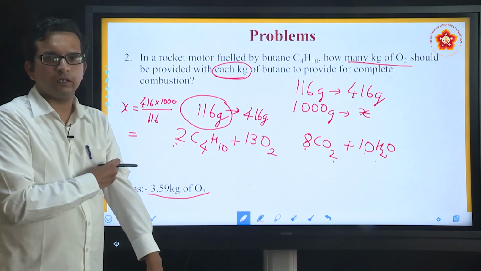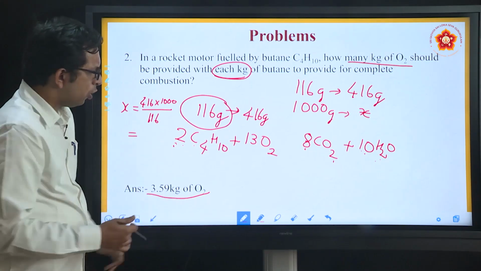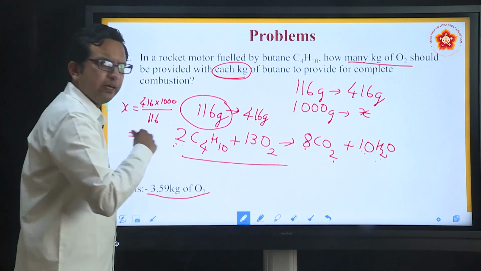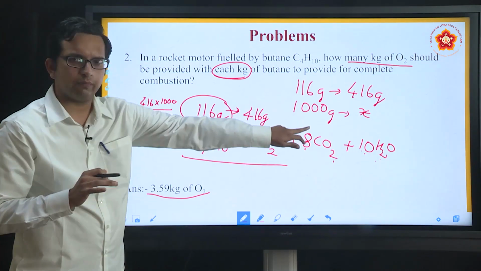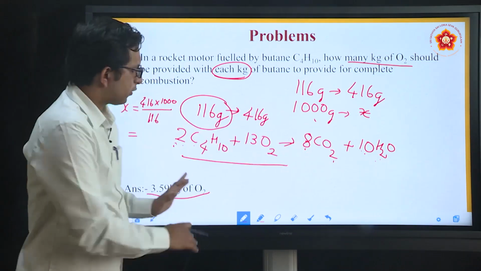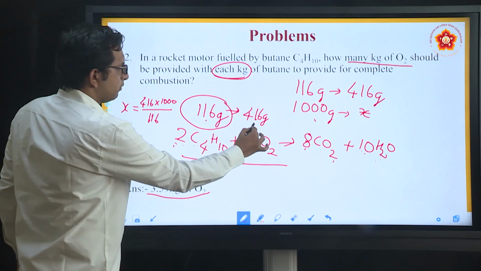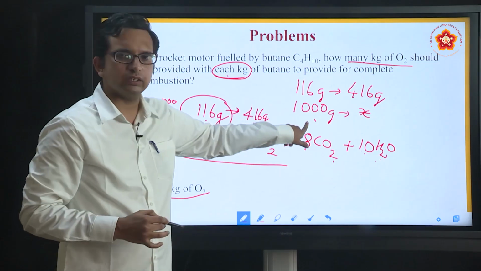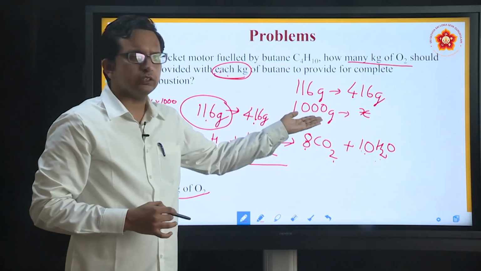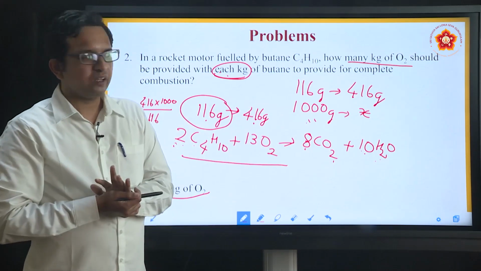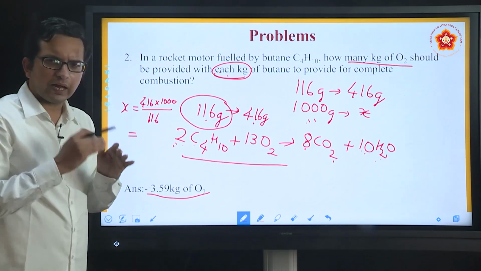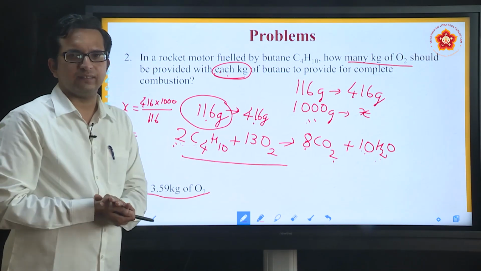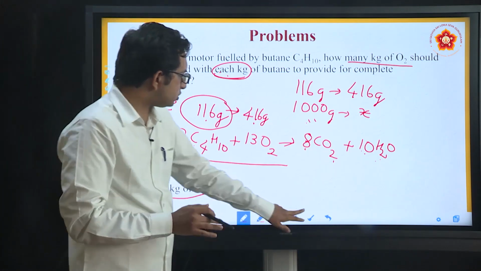or 3590 grams. Getting the final answer is not a big deal. What is important to understand is how the molar masses react with each other and their requirement. Where did this factor come from? From the reaction we understood that 116 gram requires 416 grams of oxygen. For 1 kg, because they have asked for each kg. If they had asked for 2 kg, you would have taken it as 2000 grams. This is how we calculate, and these relationships are what we call stoichiometry. So this was one of the problems.